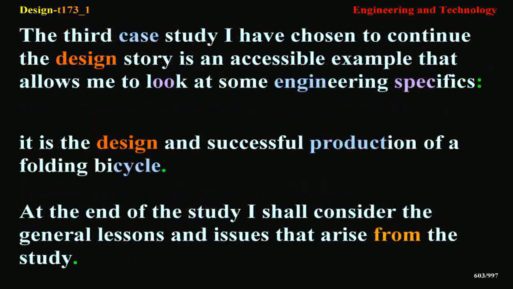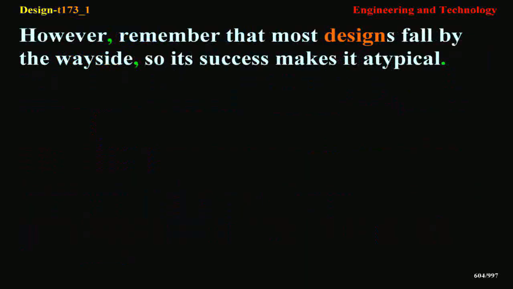The third case study I have chosen to continue the design story is an accessible example that allows me to look at some engineering specifics. It is the design and successful production of a folding bicycle. At the end of the study I shall consider the general lessons and issues that arise from the study. However, remember that most designs fall by the wayside, so its success makes it atypical.